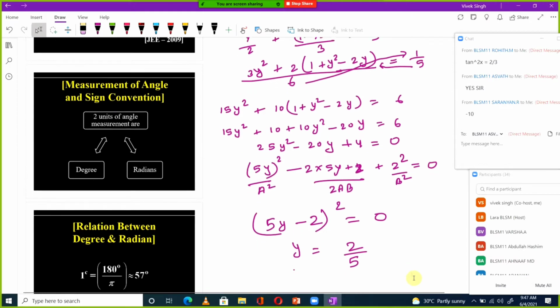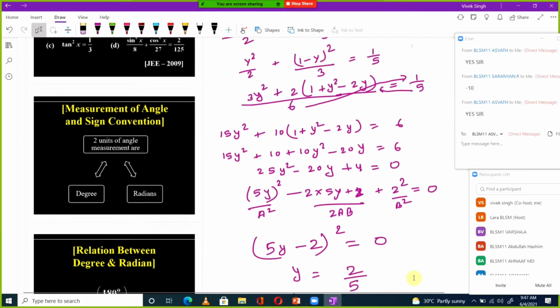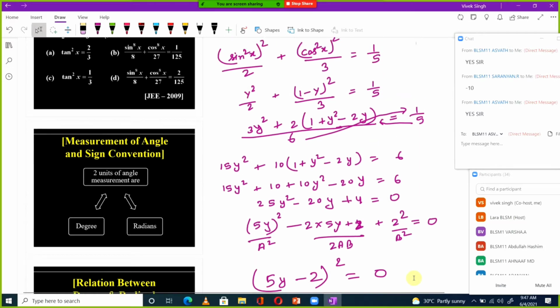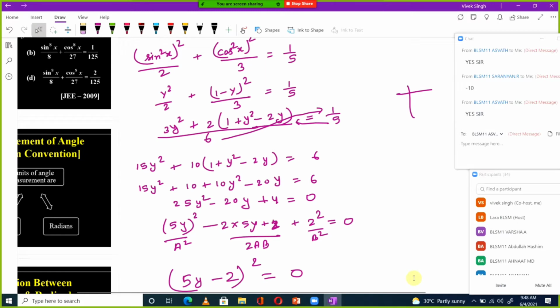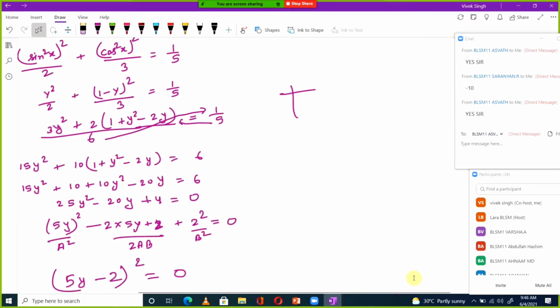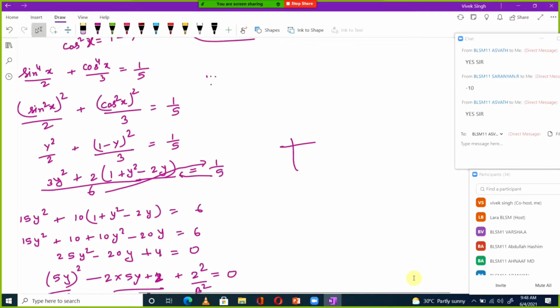So what is your y? y we have taken as sin square x. In place of sin square x we can write 2 by 5. Let me write.